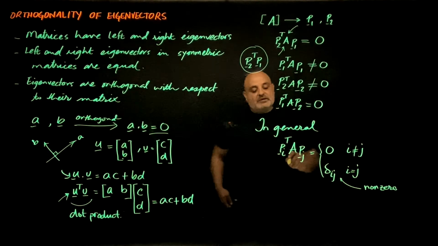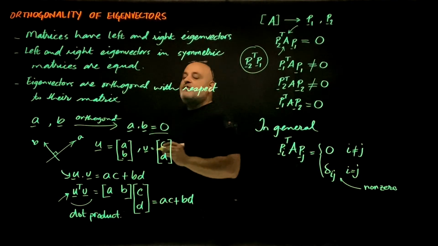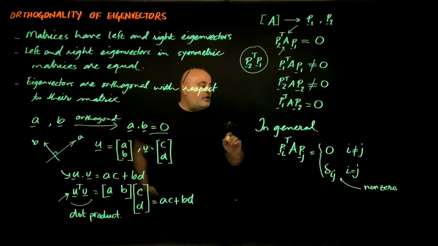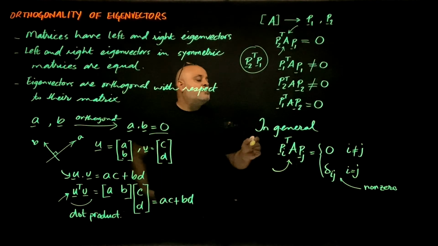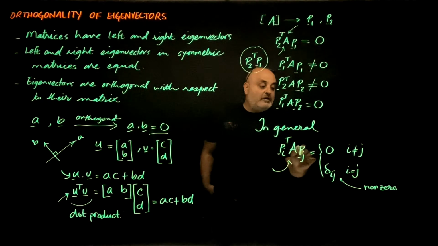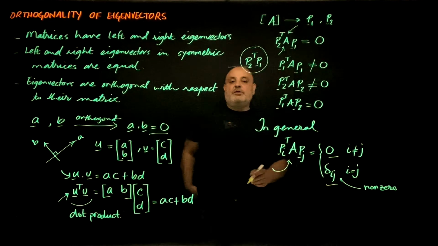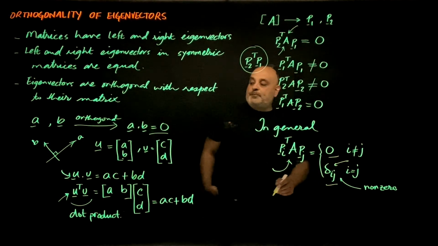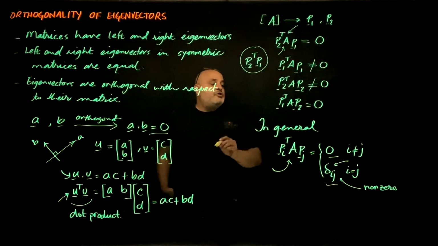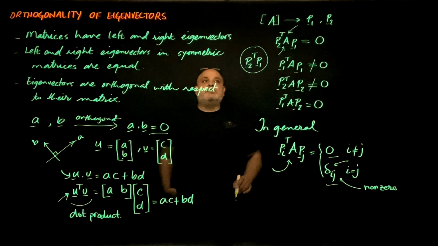So this is what's known as the orthogonality of eigenvectors. Their dot product through the matrix is orthogonal. If they are different, the product is zero. If they are equal, the product is not zero. It's some number, and usually it's the eigenvalue. And let me show you an example to prove this concept.